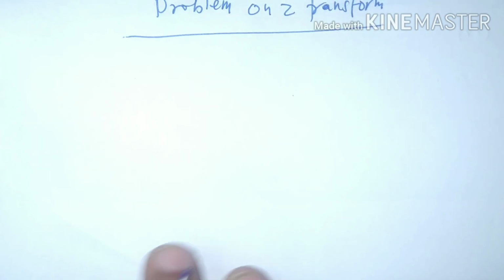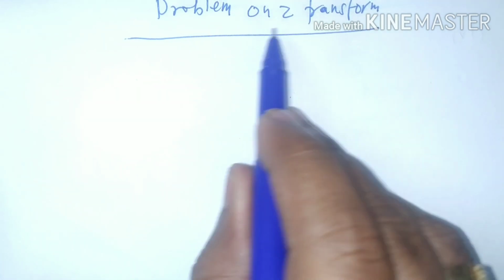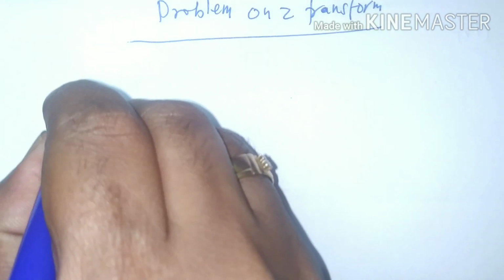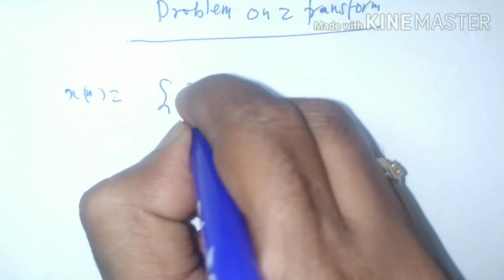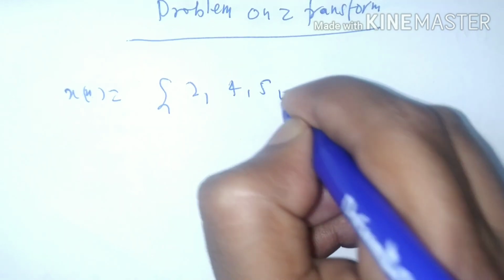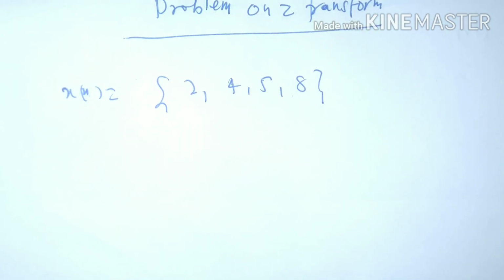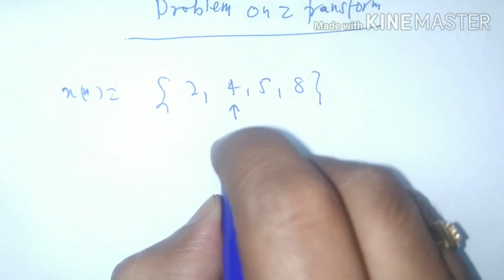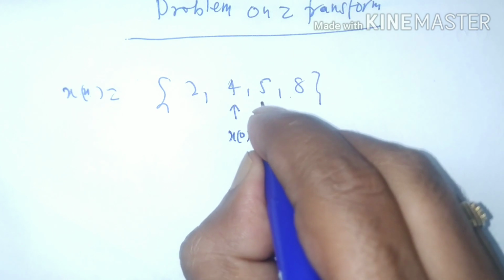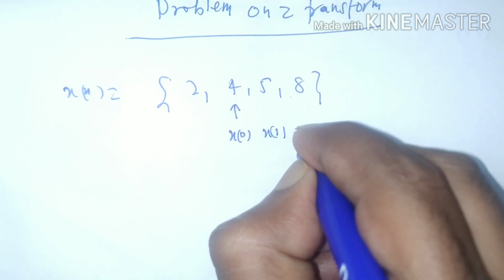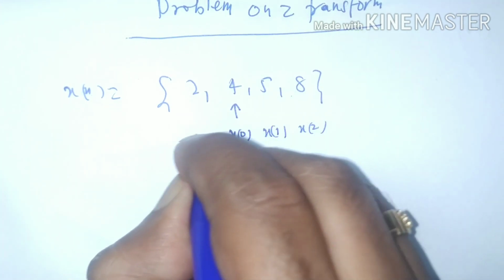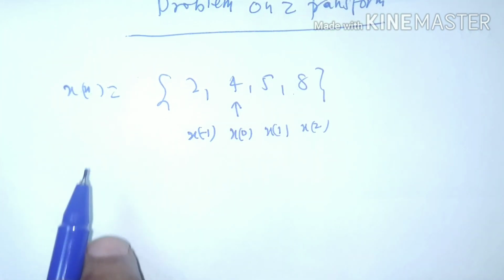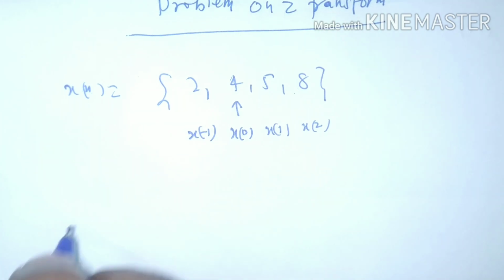In this lecture I am going to discuss a problem on Z transform. Let a signal x[n] equal 2, 4, 5 and 8. It is a discrete signal, and if we put an arrow here, we know that it shows x[0], this will be x[1], this is x[2] and this will be x[-1]. Now we have to find the Z transform of x[n].